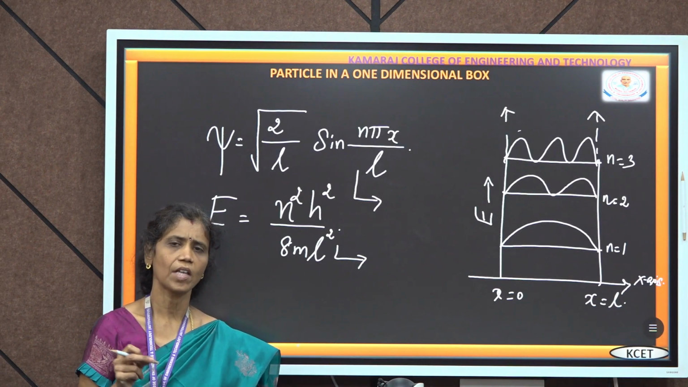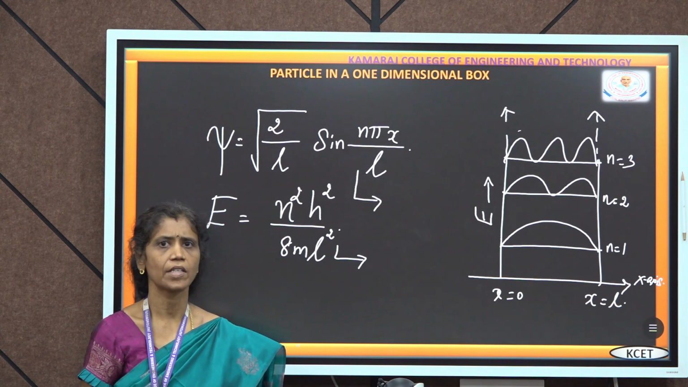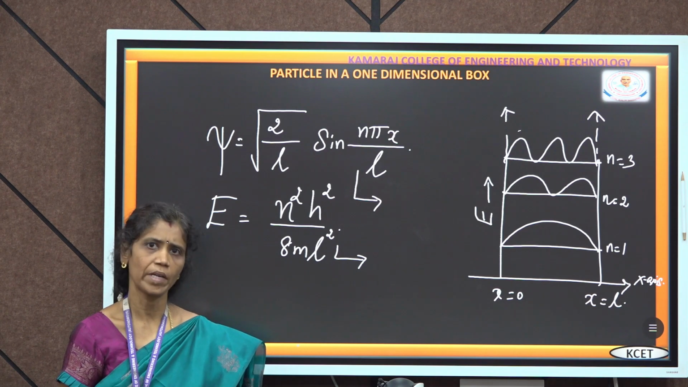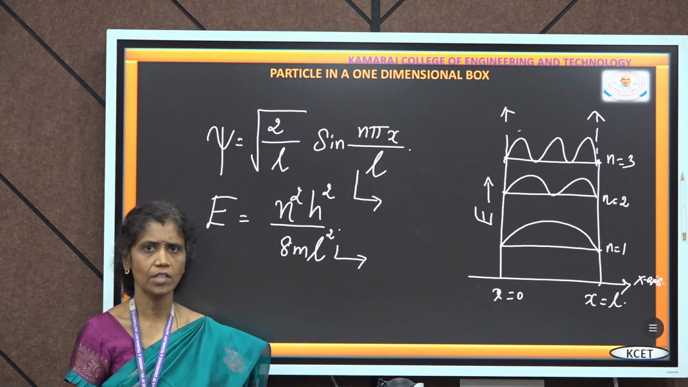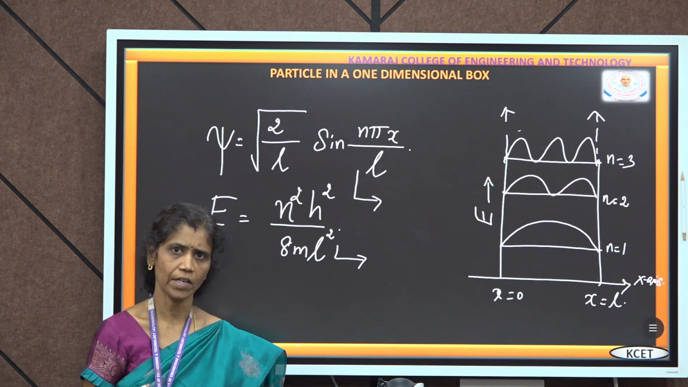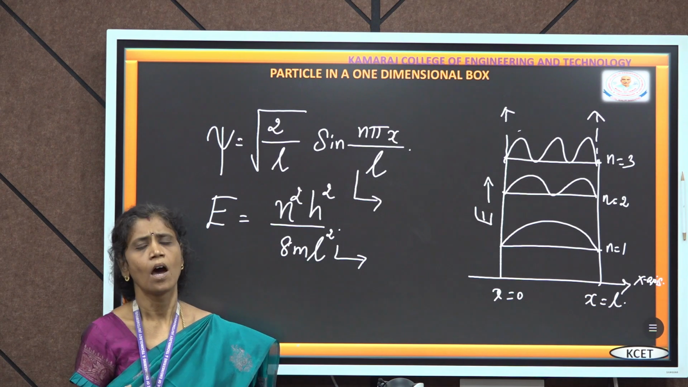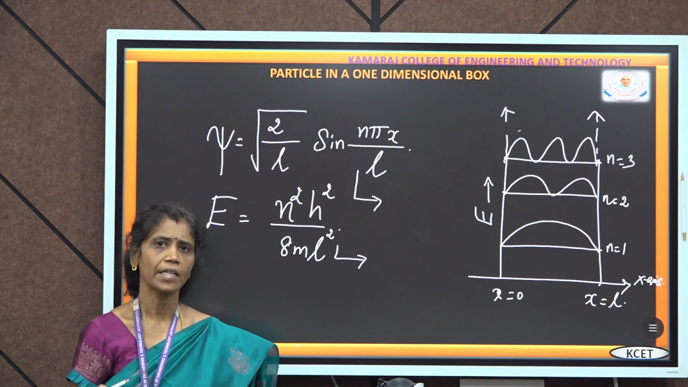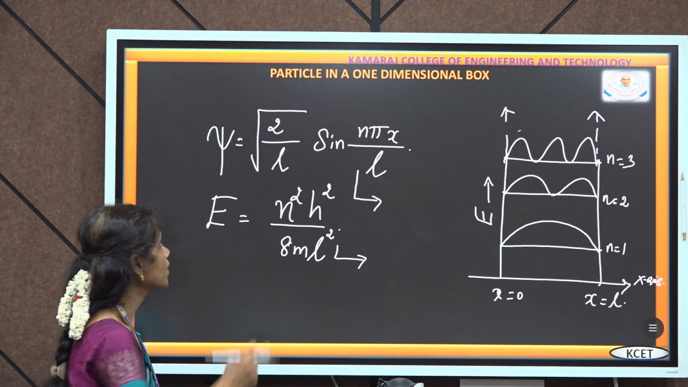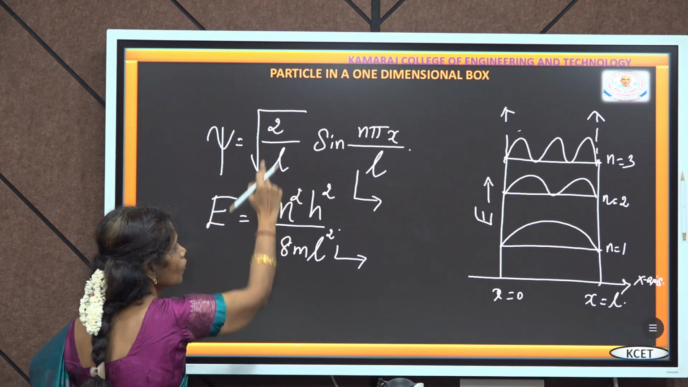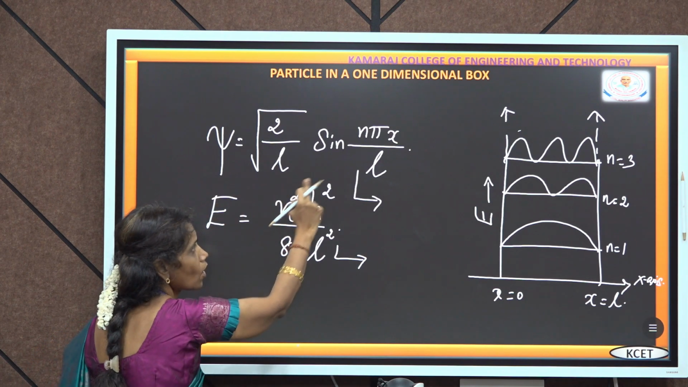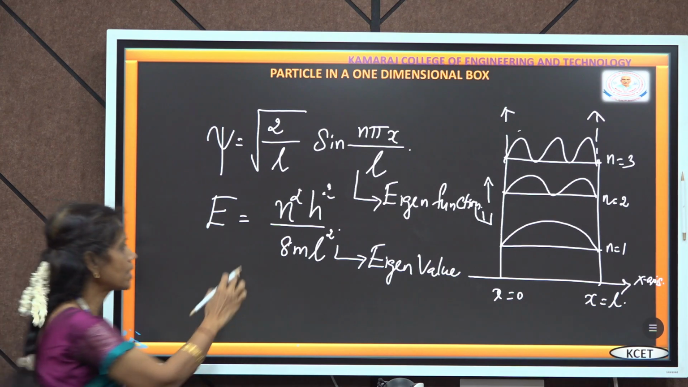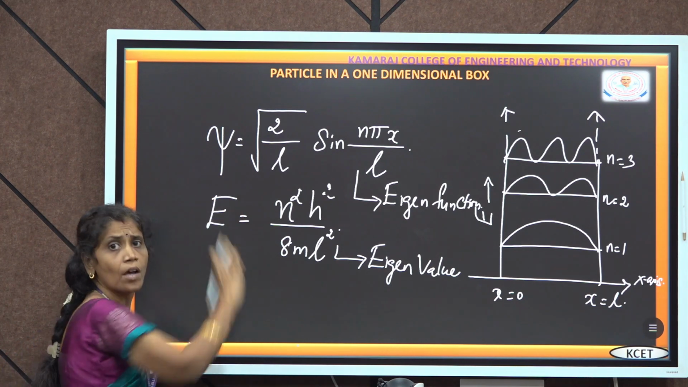Already we have derived the arbitrary constant b value as 0. Now we have obtained the constant a value as root of 2 by L. Now substitute these two constant values in the equation of the wave function of the particle in the one dimensional box. On substituting, we will get the wave function as psi is equal to a sin n pi x by L. Instead of a, I am writing root of 2 by L. This is the wave function of the particle in the one dimensional box. The energy value is the eigenvalue corresponding to this wave equation.